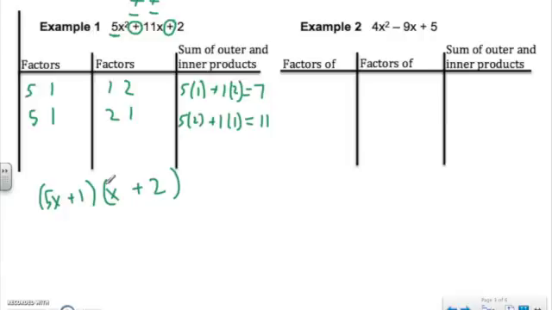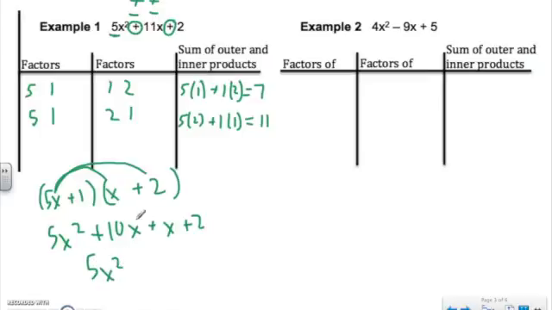Now these are always problems that you can check yourself on. If we go ahead and do the multiplication out, if we multiplied 5 times x, that's going to give us 5x squared. Then 5x times 2 is going to give us 10x. 1 times x is going to give us just x. And 1 times 2 is going to give us 2. I combine my like terms, 5x squared, a 10x and a 1x is going to give me 11x, and I have plus 2, which is exactly what I started with.